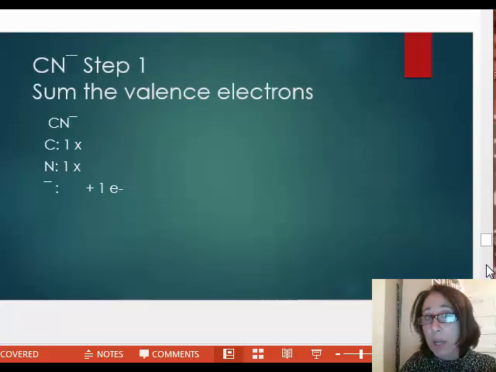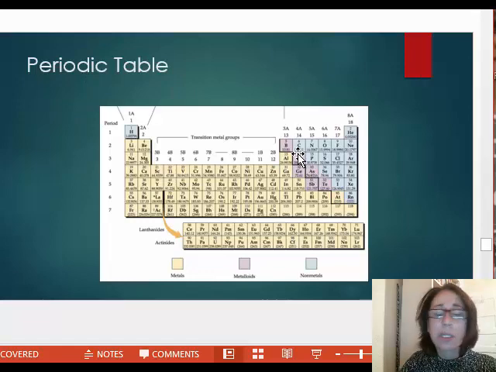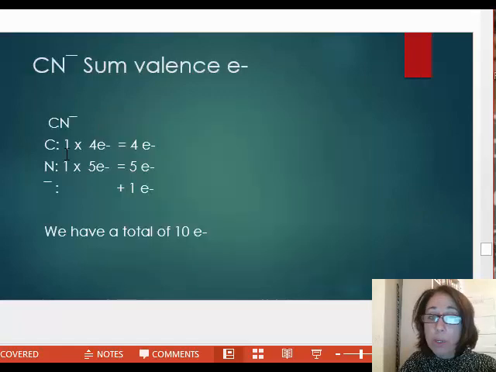First step is to sum the valence electrons. Since this is a polyatomic ion, we will add one valence electron to the total, since the -1 charge means we have an extra valence electron. By looking at the periodic table, we see that carbon is in family 4A and thus has 4 valence electrons, while nitrogen is family 5A, so it has 5 valence electrons.